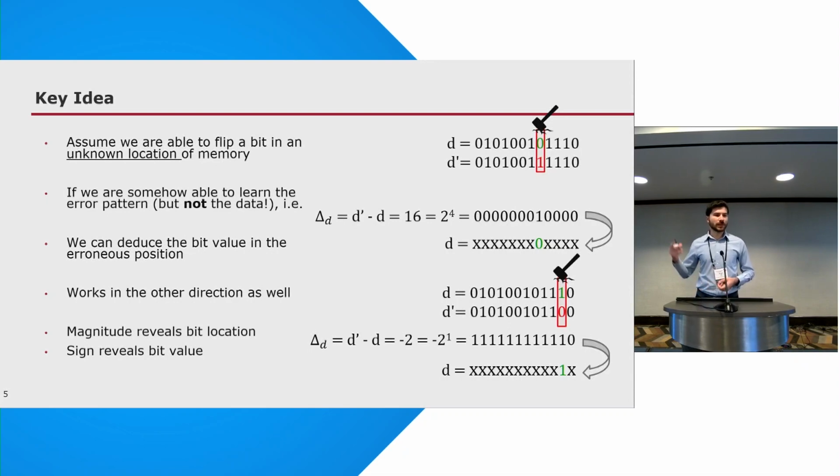When you arithmetically obtain this error, if it is positive, it means that the bit value went from 0 to 1, and the magnitude of delta D will tell you the location of the bit. If the error was negative, on the other hand, it means that the bit value went from 1 to 0. So we use this method as a probe on the secret value, and we inject faults, and we recover the secret bit by bit.